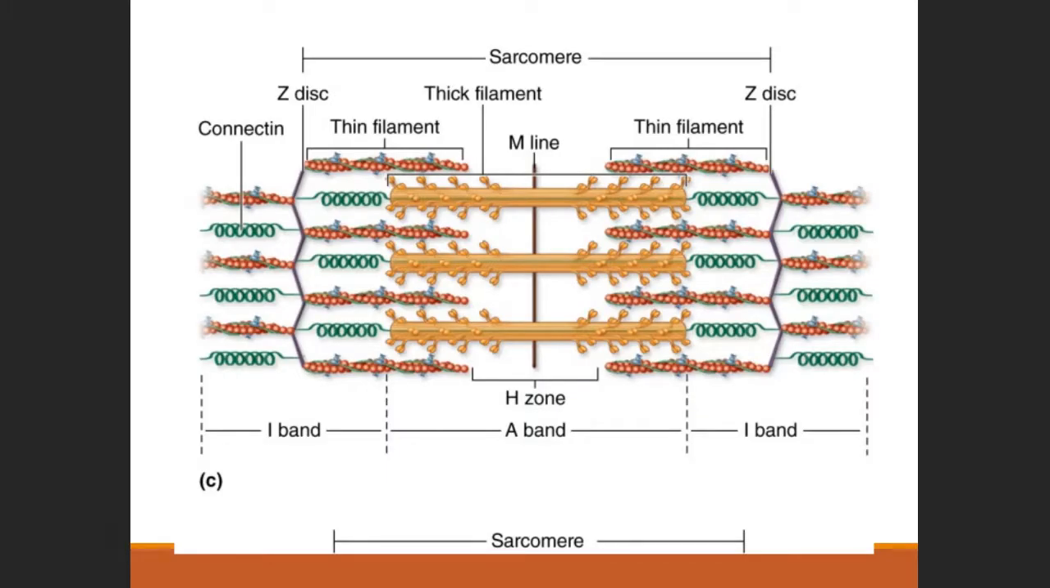Here, to orient ourselves again, here's our myosin filament. Here's our actin filament. The sarcomere is the span from one Z disc to another Z disc. That is the boundary for our sarcomere. The Z disc runs perpendicular to the sarcomere, and we get attachment with the actin filament on either end.